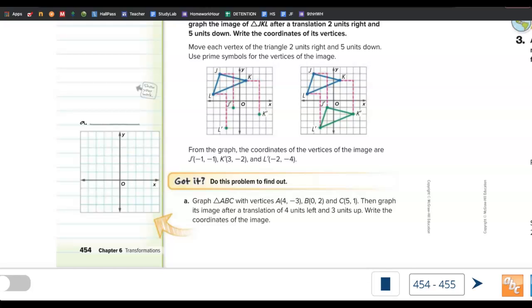So go ahead and graph 4, -3. Label it A. Then you have to graph 0, 2. Label it B. And then 5, 1, and label it C. Then connect your dots to make a triangle. Your image should look like mine.